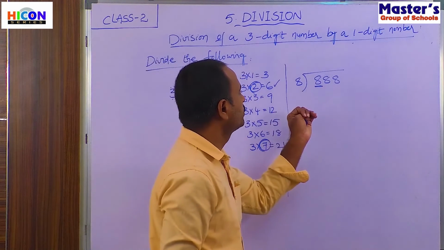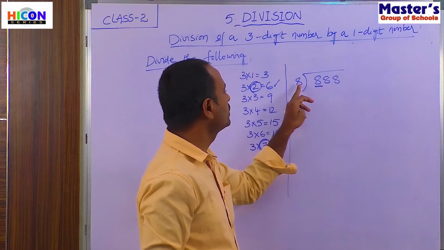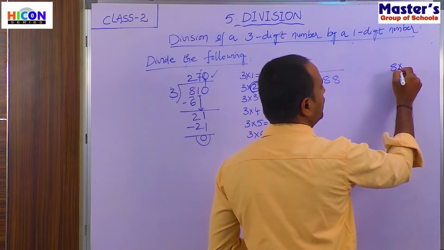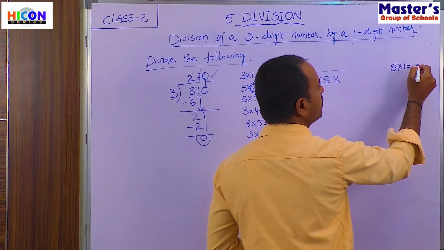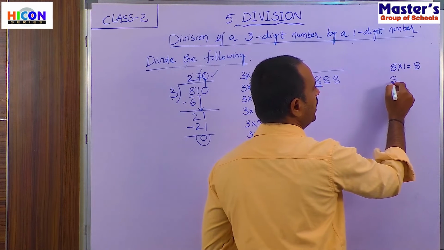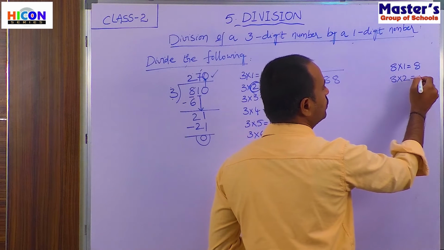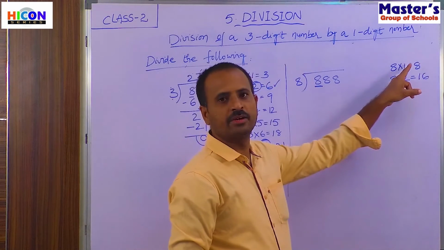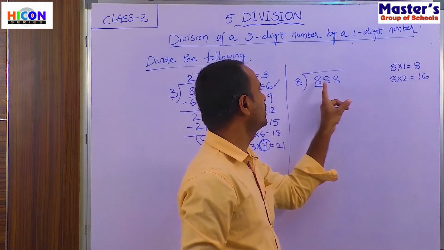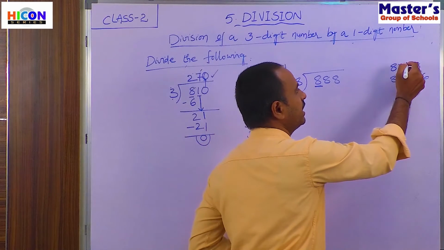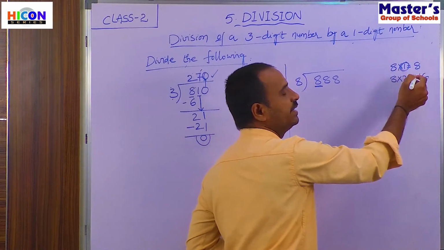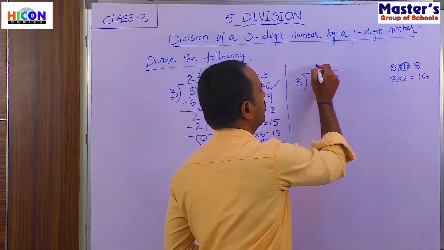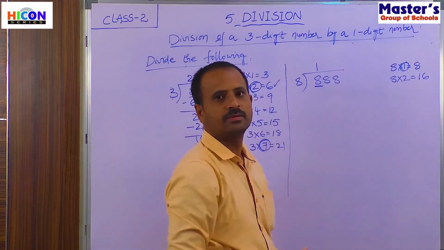Let us find when the number 8 comes in the 8 table. Let us recall the 8 table: 8 ones are 8, and take 2 times, 8 twos are 16. In this way, the number 8 comes in the 8 table if we take 1 time. So 1 times 8 is 8. We have to take 1 time. So write 1 in the quotient above the dividend.